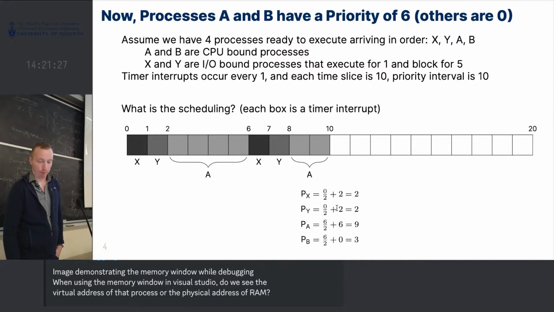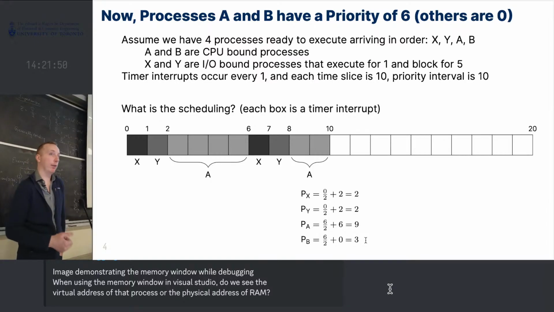Y ran for 2 time units as well. Its old priority was 0. So its new priority is 2. Process A, its old priority was 6. So divide 2 gives you 3. Plus it ran for 6 time units. So its new priority is 9. And process B, its old priority was 6. It ran for 0 time units, so its new priority is 3.